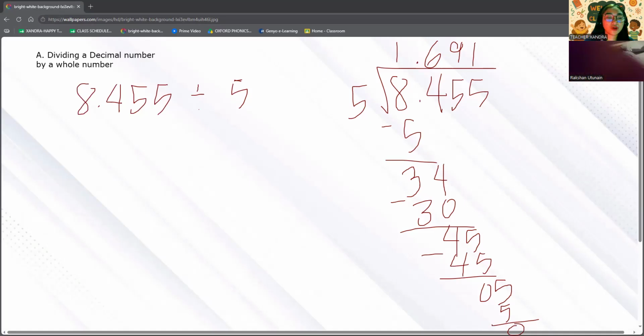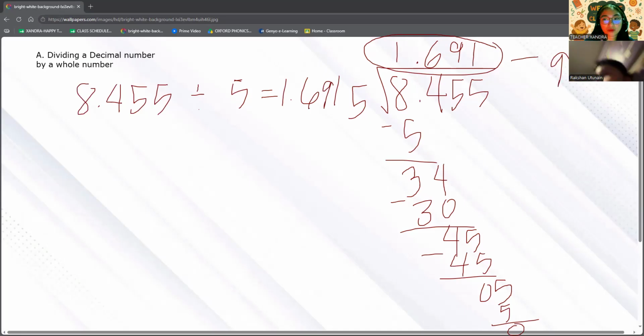So what is the answer for 8.455 divided by 5? That is 1.691. Okay, so that is our quotient. Teacher, what is a quotient answer? Quotient is the answer in division. When it comes to multiplication, the answer is product.